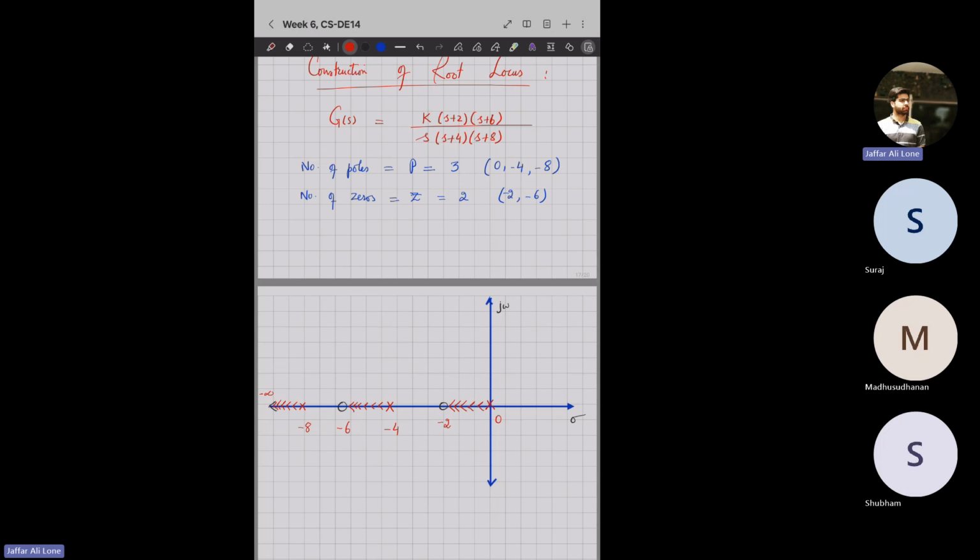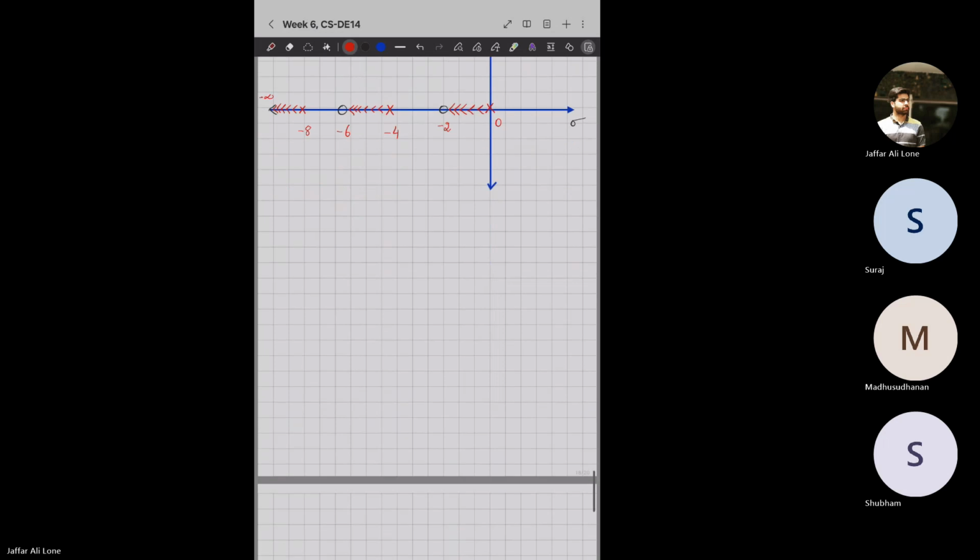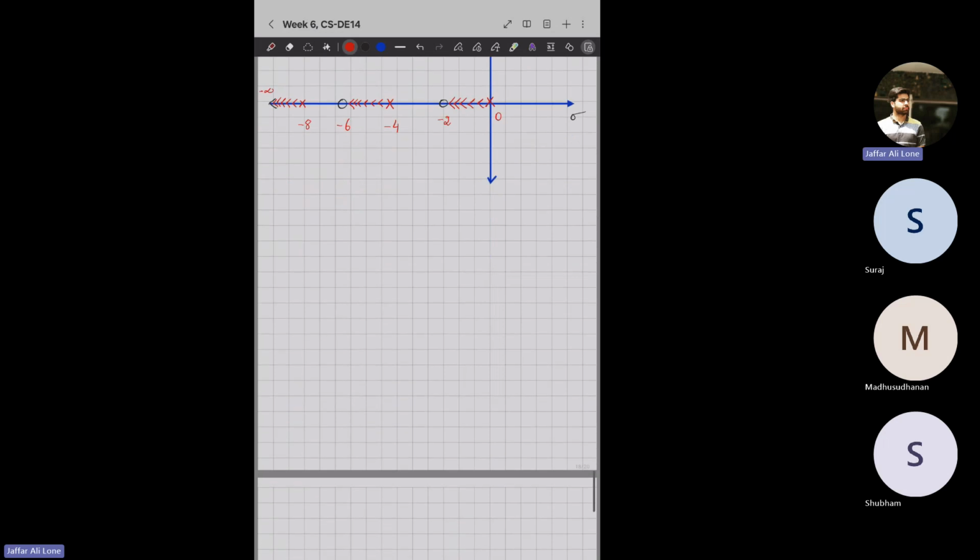And that will be all for today. In the next lecture, we will see problems based on angle of departure, angle of arrival, and other advanced root locus problems. Now let's solve a good problem. The question is, we're given a characteristic equation.